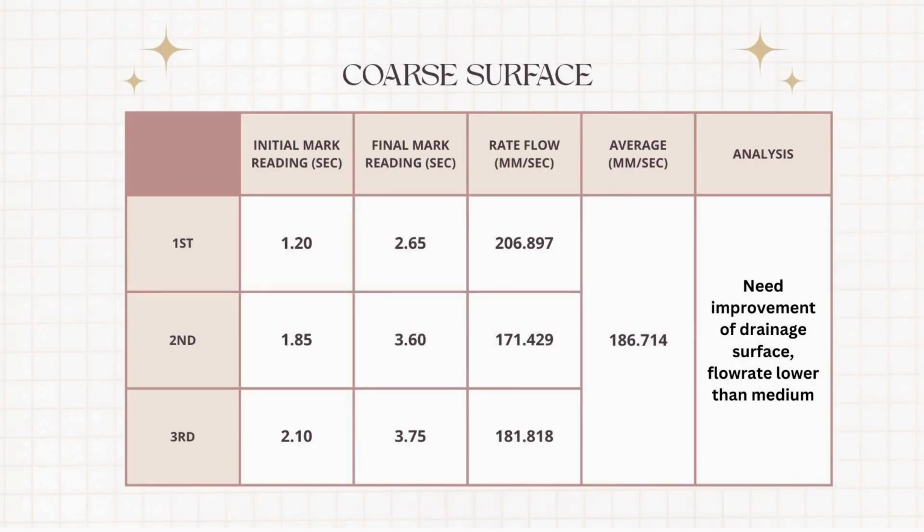For the coarse surface, based on the values in the table, the flow rates give an average of 186.71 mm per second. This surface is more open compared to the fine surface, so the drainage is better, but it still does not perform as well as the medium surface.